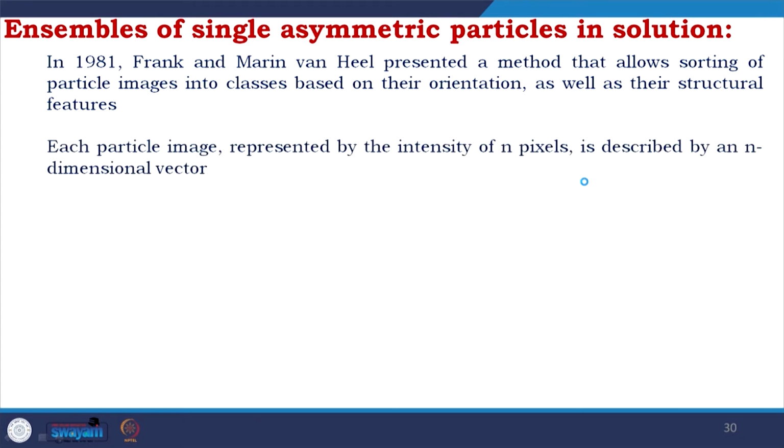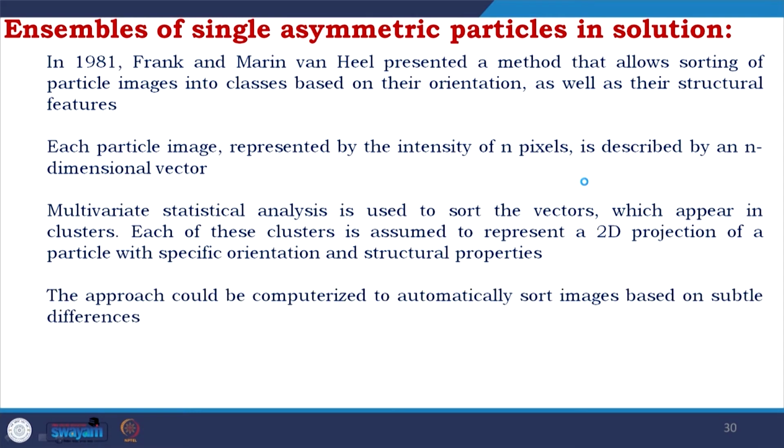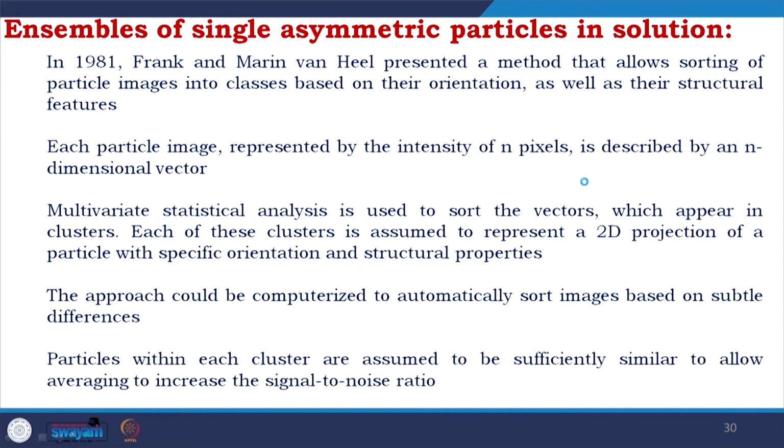Each particle image represented by the intensity of n pixels is described by an n dimensional vector. Multivariate statistical analysis is used to sort the vectors, which appear in clusters. Each of these clusters is assumed to represent a 2D projection of a particle with specific orientation and structural properties. The approach could be computerized to automatically sort images based on their subtle difference in orientation. Particles within each cluster are assumed to be sufficiently similar to allow averaging to increase the signal to noise ratio.